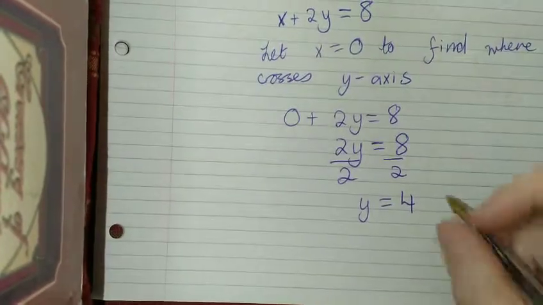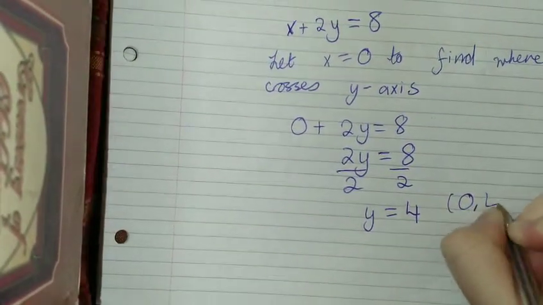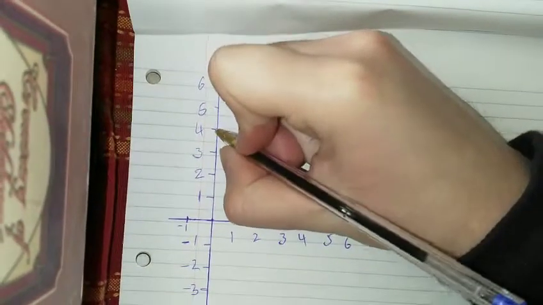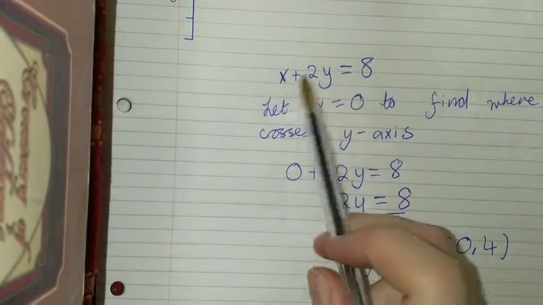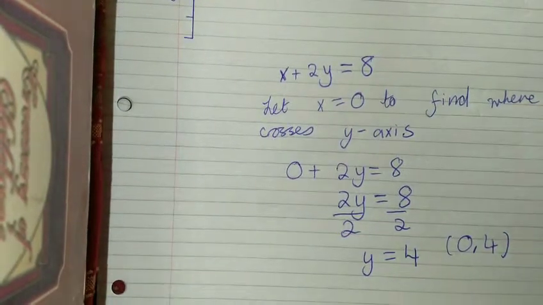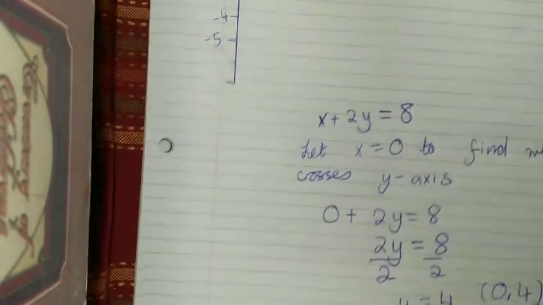So I've let x equal 0, so my point is (0, 4). I can draw that in. So (0, 4) is a point on my line. And then if I want to find out where it crosses the x-axis, I can let y equal 0.